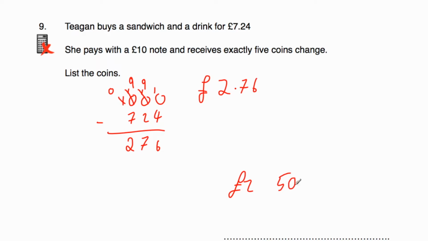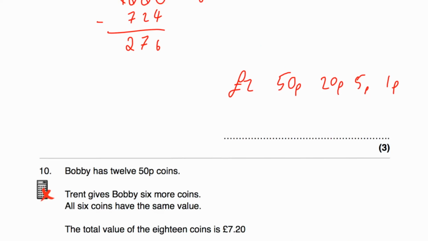So that's a 50p. And then a 20p. So that's 1, 2, 3. And then a 5p and a 1p. And let's just check that. £2.76 in 1, 2, 3, 4, 5 coins. Fantastic. Okay, let's have a look at our next question, question number 10.